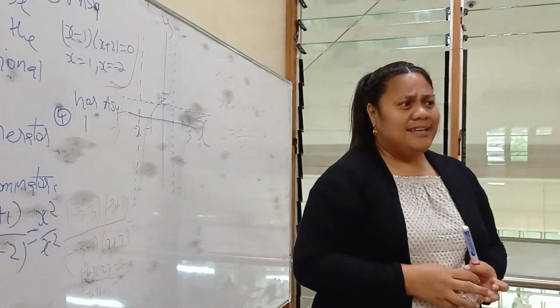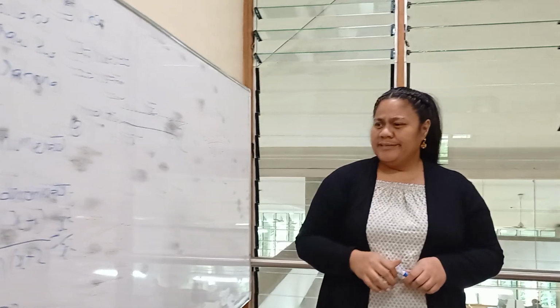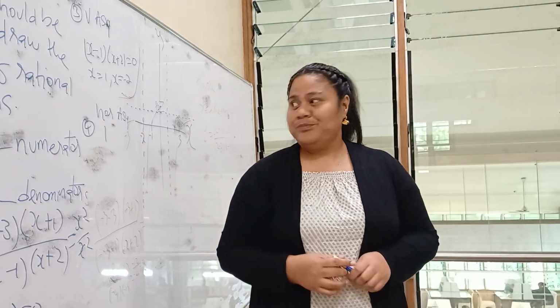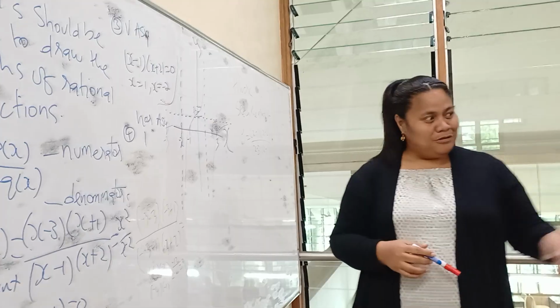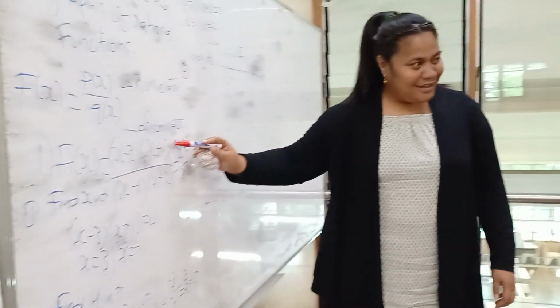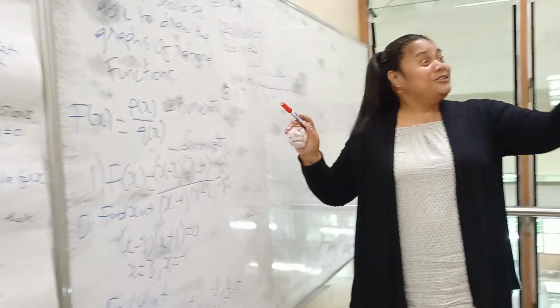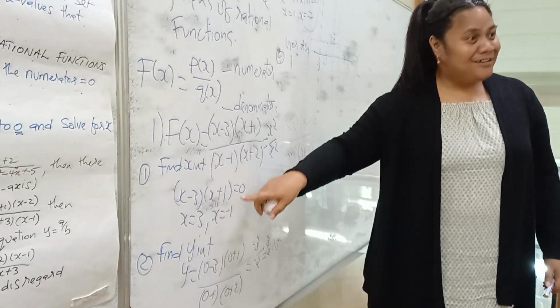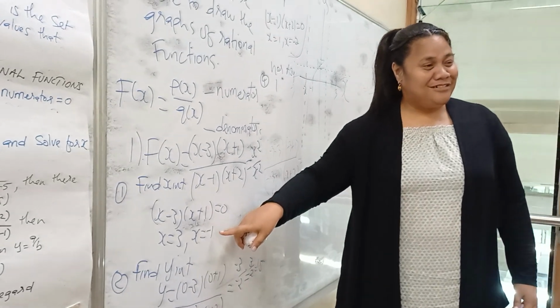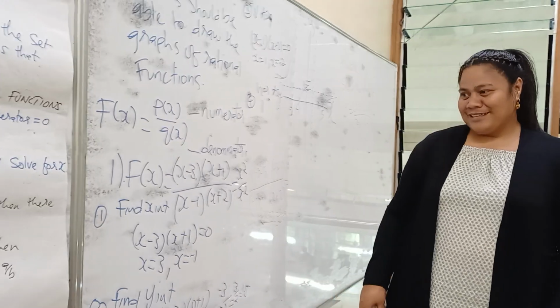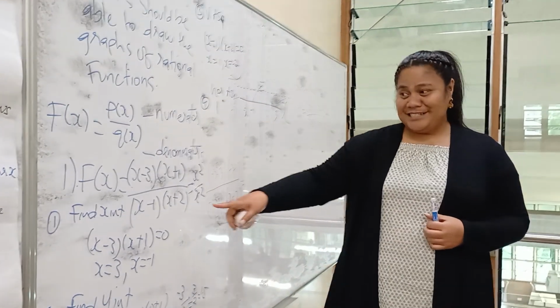Understand? Any questions? No. If you don't have a question, I have a question for you. Which one is the numerator here? X minus 3, x plus 1. And how to find the x-intercept? We're going to let the numerator equate to 0. For finding the x-intercept, yeah.